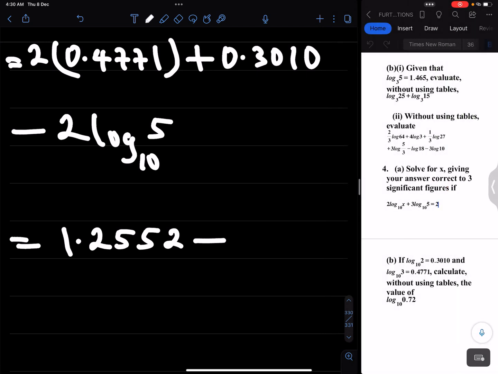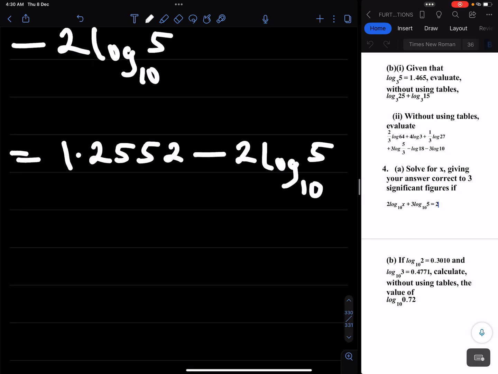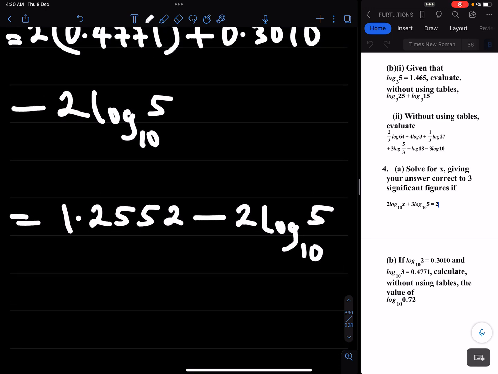minus 2 log 5 base 10. I'm sure it was probably due to an omission that log 5 base 10 was not given, but this is the farthest you can go, and if you stop there, you get the full mark. And that's it, very simply.